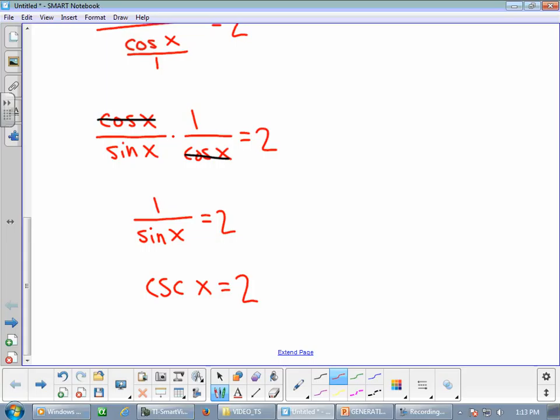Now, do we have a number equal to a trig function of x? Yes, we do. Therefore, we're done. Now, there is the possibility, okay, if cosecant of x is 2, then what's the sine of x?